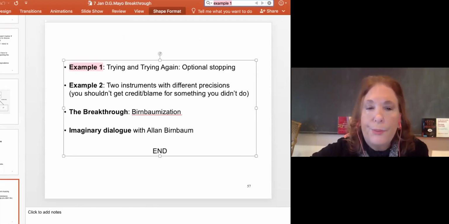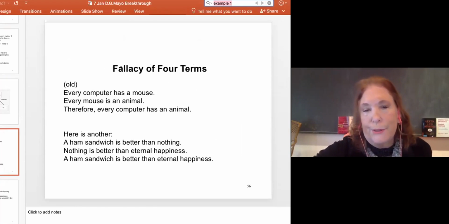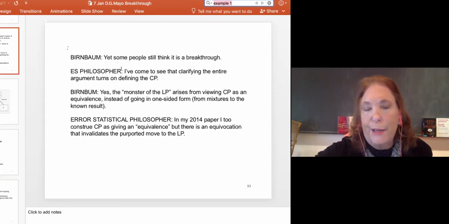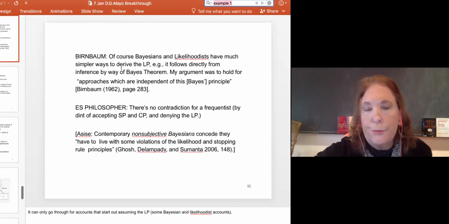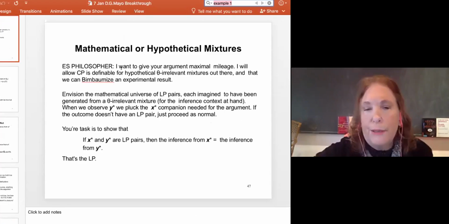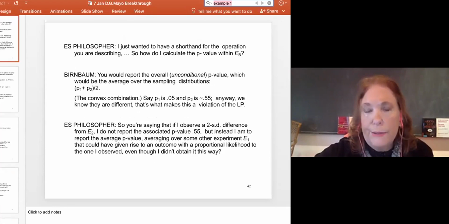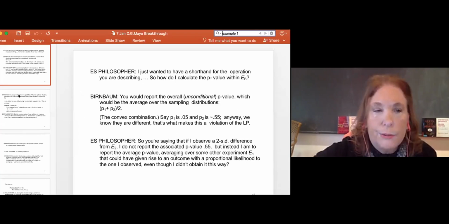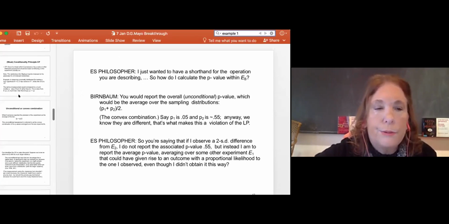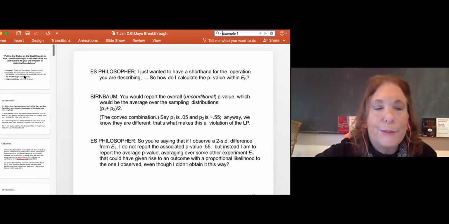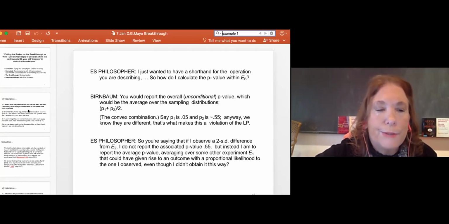Well, as I say, this is one of the classic examples, but you could use any LP violation, and in fact, use an error probability, you've got an LP violation. So this is just a dramatic example, and it's one that always comes up, although there's disagreement as to who it's showing a problem for. The frequentist thinks it's showing a problem for somebody who won't take that into account.